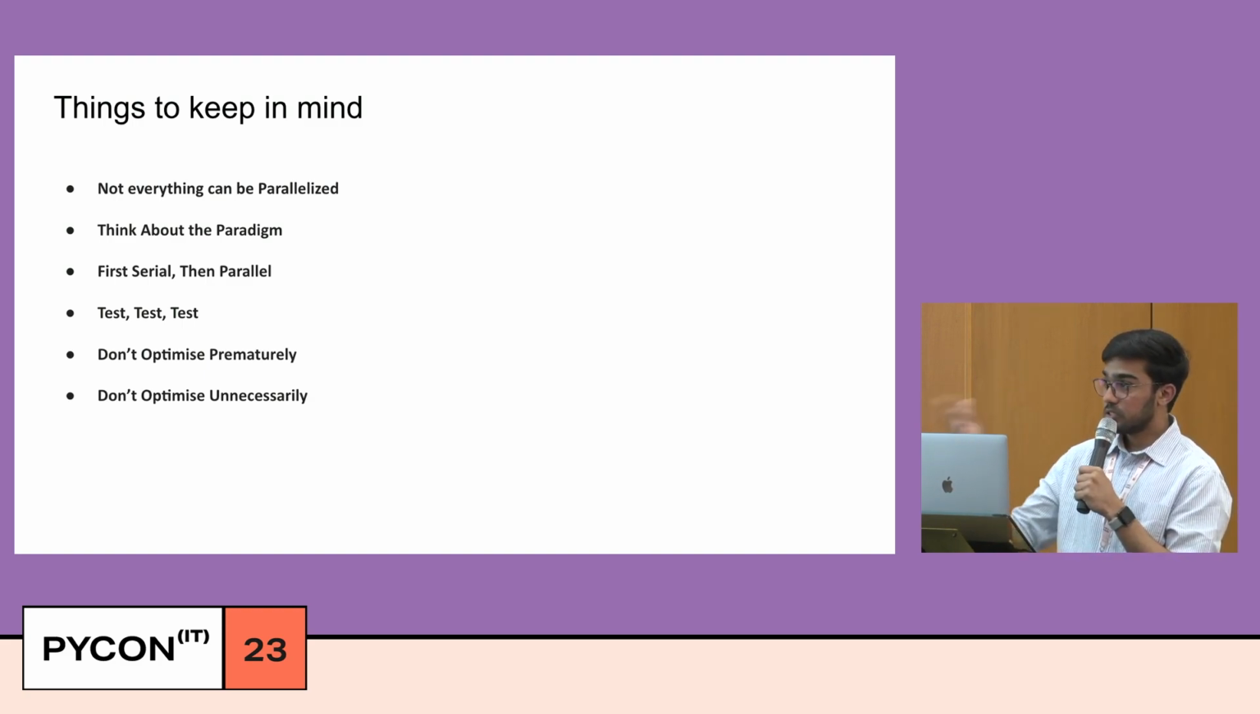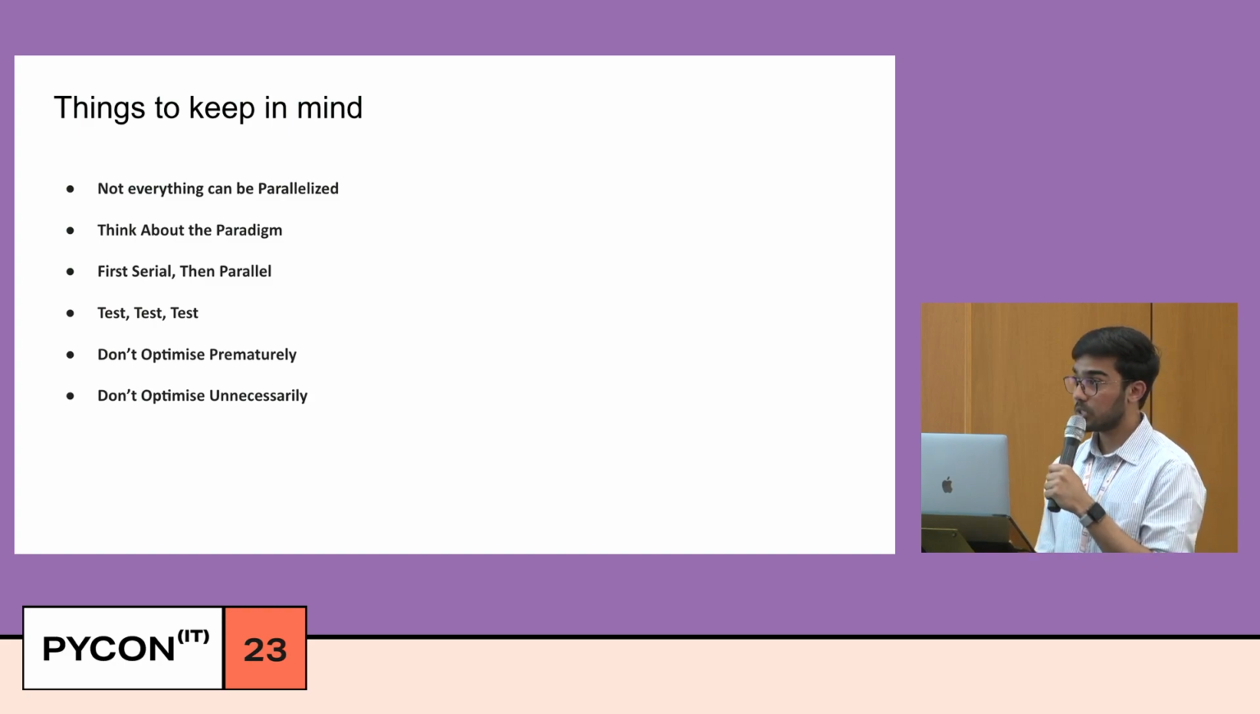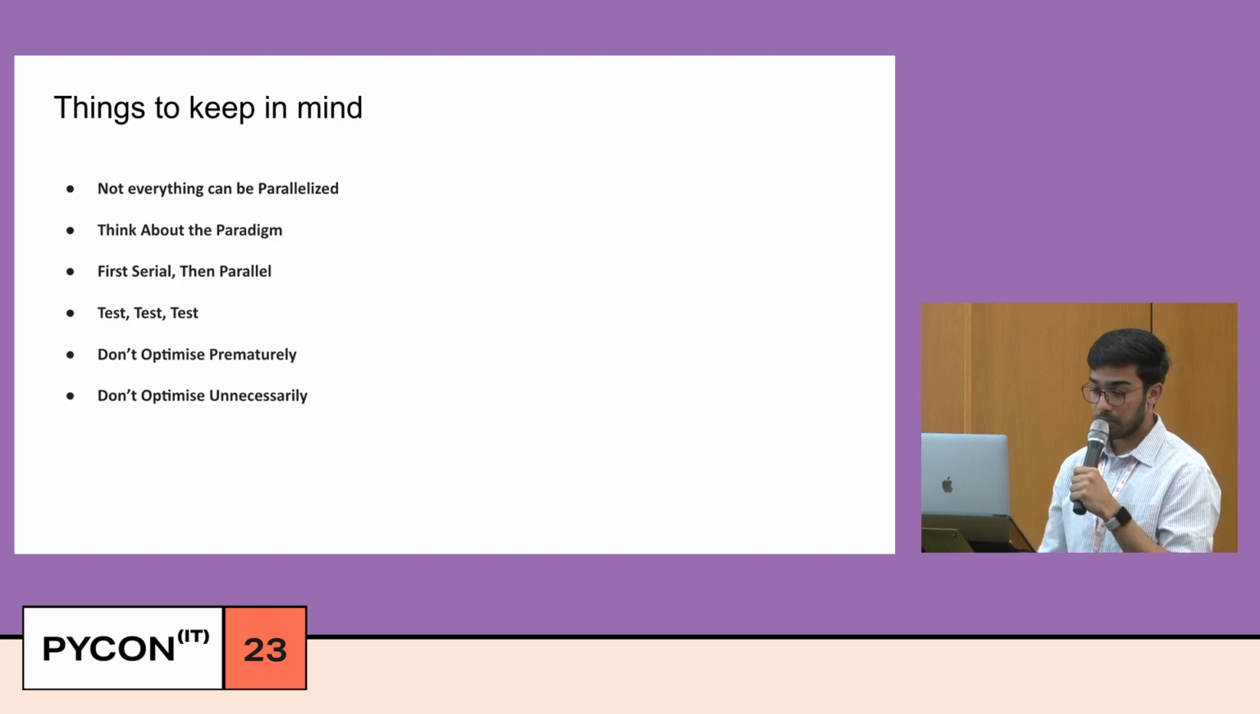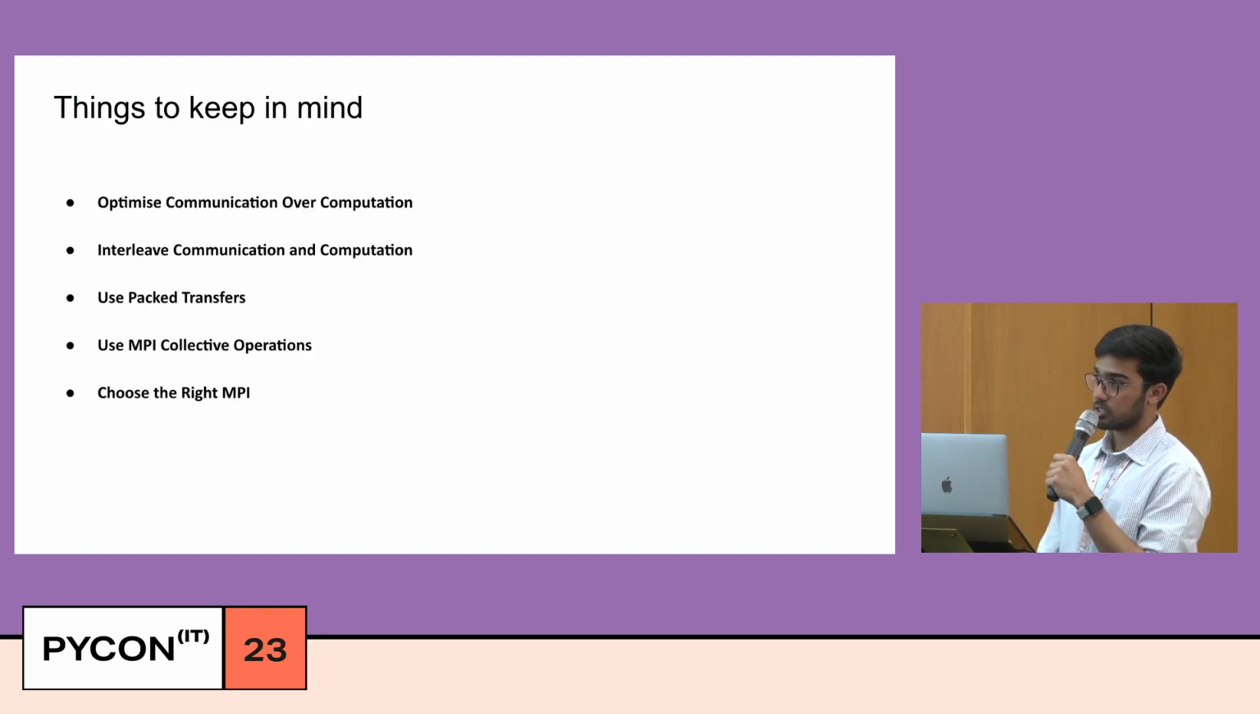Then the next two are: don't optimize prematurely or unnecessarily. Sometimes those optimizations might not work. For example, if you need to do something very simple, there's no need to write an MPI program for that. It's like 100 lines of code just for a minute speedup. So sometimes that does not matter.